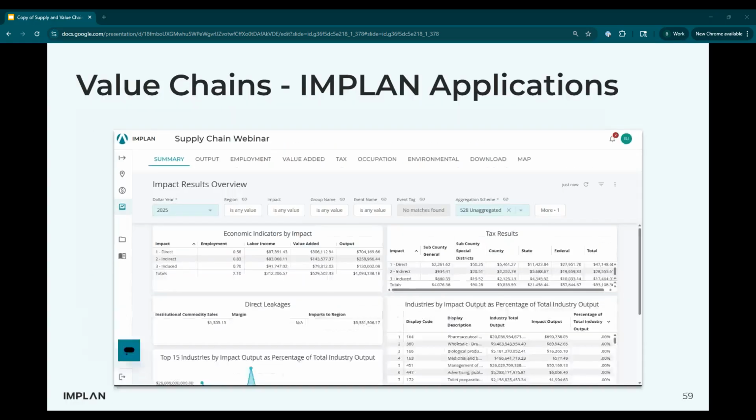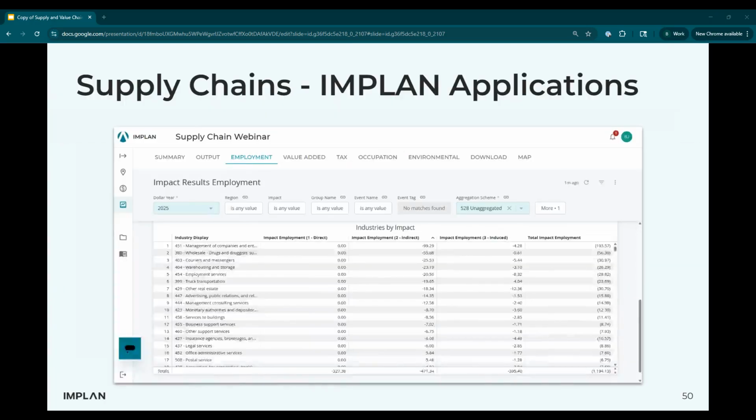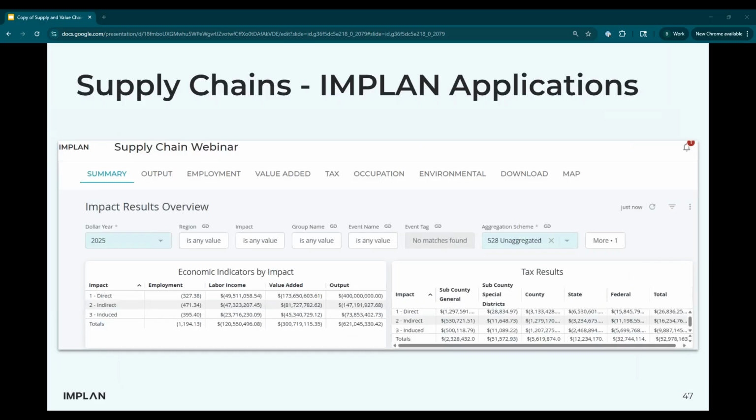Whenever you're looking at an impact, we'll go to the supply chain impacts. When you're looking at these value added numbers, so economic indicators by impact, value added, that's going to be the number that's equivalent to the contribution to GDP, right? So a $400 million contraction in the pharmaceutical industry in North Carolina shrinks the overall GDP. So $400 million in output affects it by about $300 million in value added. So absolutely. Wonderful.